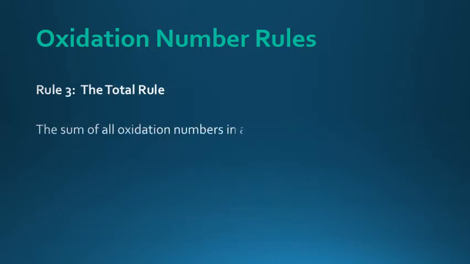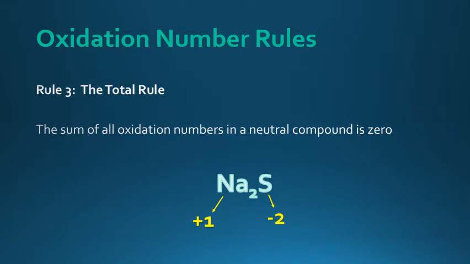This rule I like to call the total rule. It says the sum of all oxidation numbers in a neutral compound is 0. So we already took a look at sodium sulfide and found out that sodium has an oxidation number of +1 and sulfur has an oxidation number of -2. If we add those up, we end up with 0. So the sum of all of the oxidation numbers has to equal 0.